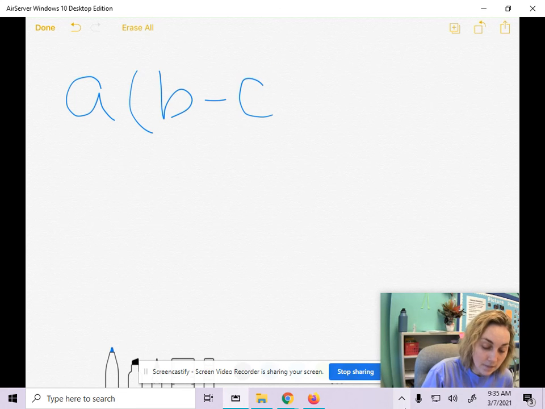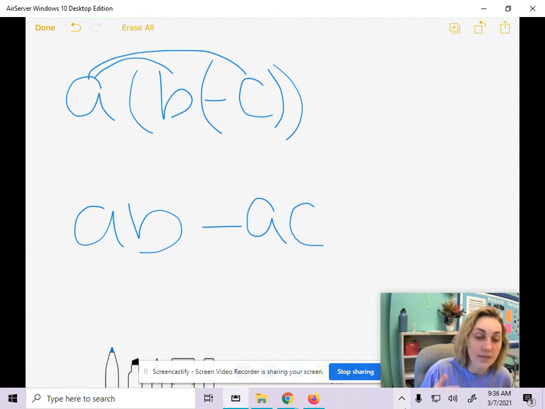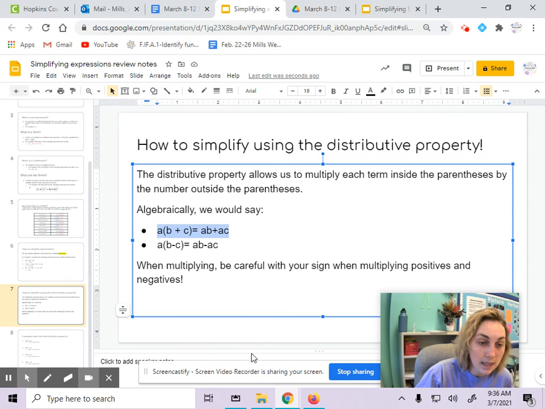Okay. And then another example, let's say we have a and then b minus c. Same thing, we're going to multiply the number outside of the parentheses by everything on the inside of the parentheses. So a times b, well, that's going to give me ab. And then a times negative c, you have to be careful, okay? A times negative c is going to give me a negative ac, and that would be my answer. So let's do some examples real quick, and we will be done.